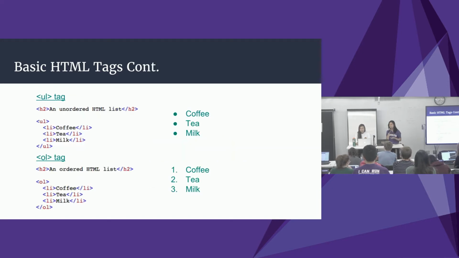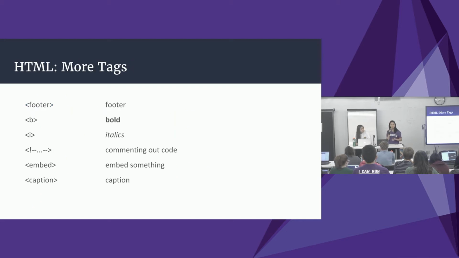And then these are a few more basic HTML tags. So there are lists. So there are unordered lists and ordered lists. Unordered lists are just bullet points, and ordered lists have numbers. And then these are a few more basic tags. So there's a footer tag, bold, I for italics, commenting out code, embedding, and captions. As you can see, the syntax for HTML is pretty intuitive.